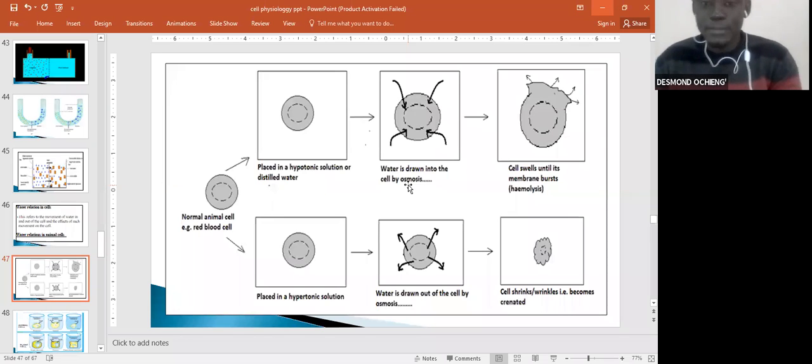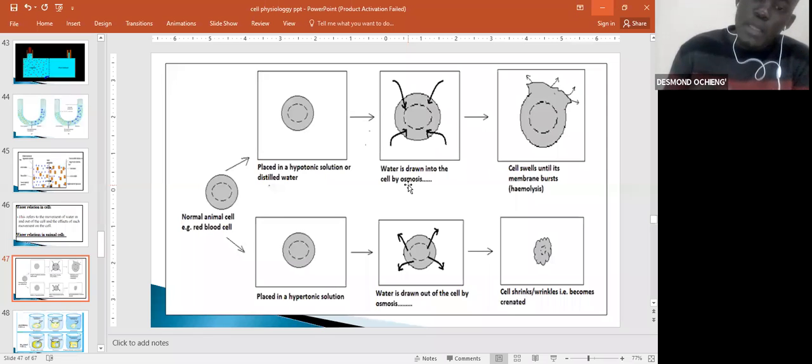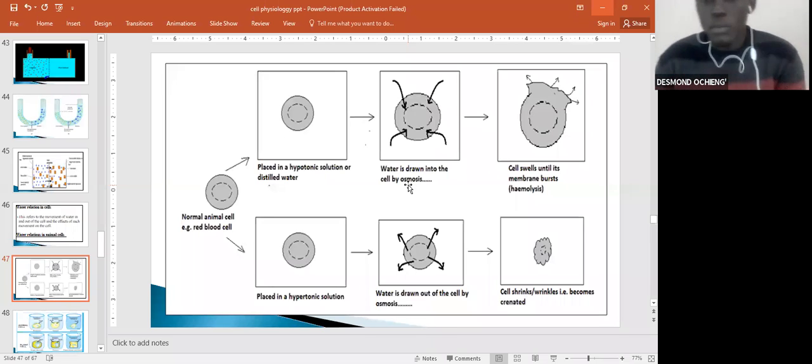Because of the solutes contained inside the cytoplasm, the animal cell is highly concentrated. So when it is placed in a hypotonic solution, a solution which is lowly concentrated, this animal cell develops an osmotic pressure. It draws water from the hypotonic solution through osmosis across the semi-permeable cell membrane. So what happens when water gets into the animal cell by osmosis? The cell will swell until it bursts finally.